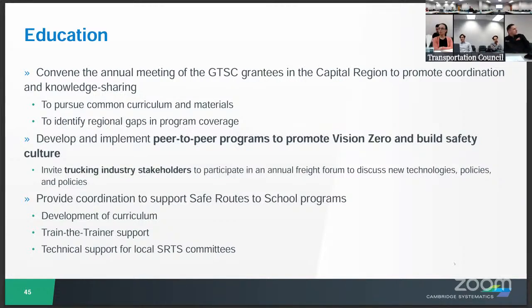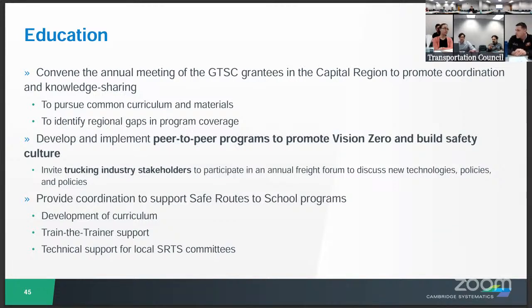Also looking at supporting some peer-to-peer programs, getting Vision Zero out beyond existing transportation partners. One example is the trucking industry. And also, through this multi-prong approach to education and public awareness, supporting safe routes to school programs, through the development of curriculum, support for train-the-trainers for different organizations that are working within schools, and providing some technical support for those locally generated committees.